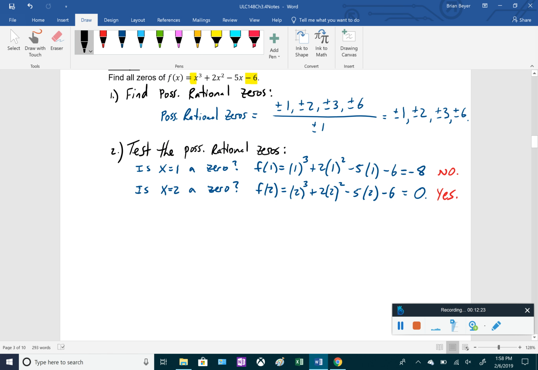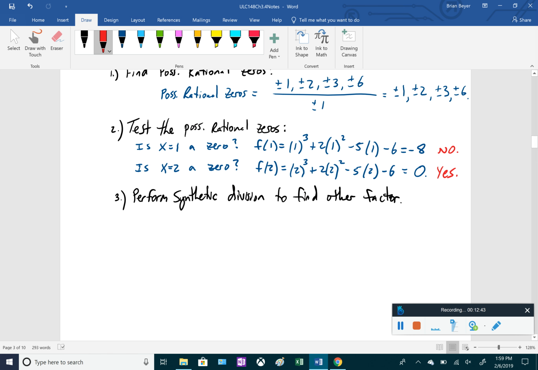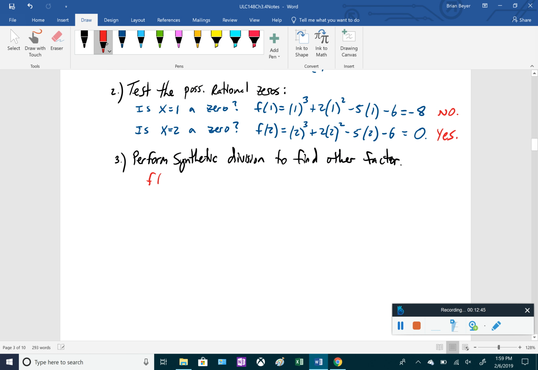Once we know that that's a zero, it's exactly the same thing as if we were doing the question in 3.3 using the factor theorem. So we're going to perform synthetic division using that zero that we found, which is 2, to find the other factor. Hopefully you remember from last section, this means that if f of 2 is 0, which it is, that means x minus 2 is a factor of f of x.